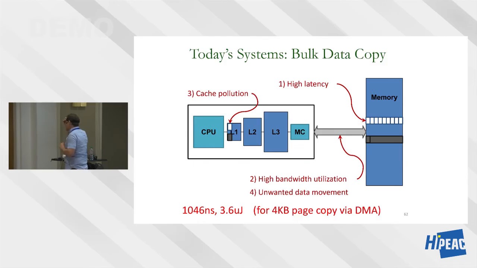Okay. So how do we do copy in today's systems? Let's assume that you're copying a page to another page. A page could be 4 kilobytes. If you want to copy this white page to the gray page, you go through the processor. You basically bring the data byte by byte into the L1, do the copy, and write back the data. Now this is clearly high latency because you go through the entire memory system. High bandwidth utilization on the memory bus. Cache pollution, you could eliminate this through DMA today. Unwanted data movement. So a 4 kilobyte page copy via the memory controller, direct memory access engine, not even going through here, takes a significant amount of time, 1000 nanoseconds, 3.6 microjoules.